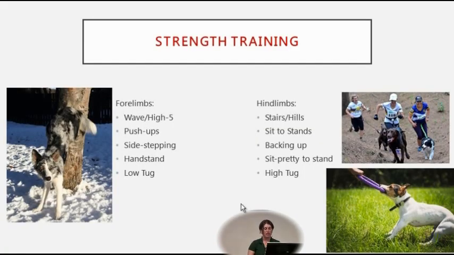Hind limb strengthening, obviously stairs and hills, anything on an incline is going to build strength on the back legs. Sit to stands are great for glute strength. Backing up is really good for more hamstring type strengthening. Sit pretty to stand, so this is having a dog in its core workout of sit pretty and then taking it up to a standing position. So this is like doing squats in people. A lot of glute and quadricep action there. And then again, high tug, which we just talked about.